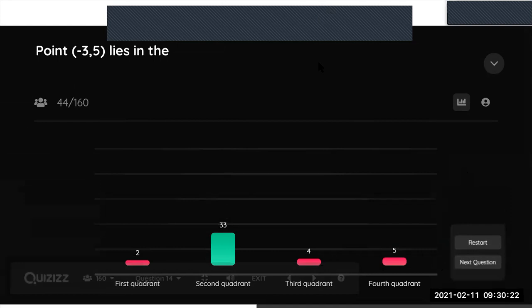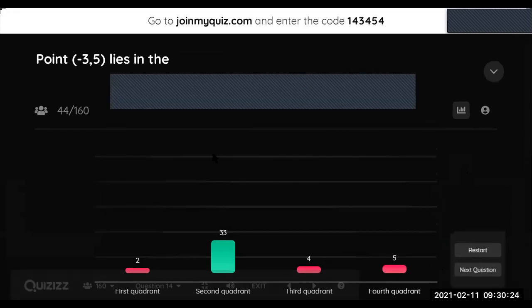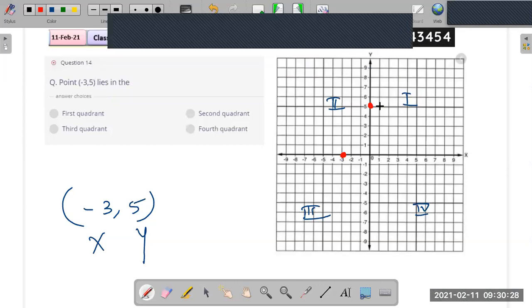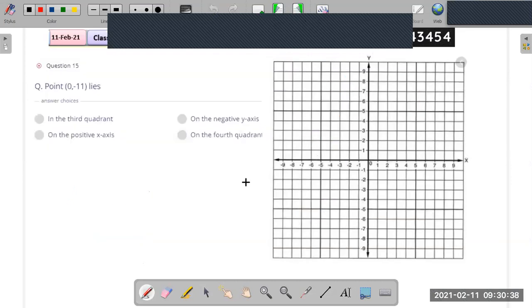Okay, so let us move to the board. Just check on the Zoom screen. These 2 points, they join up over here. So this is the point negative 3 comma 5. The correct answer is second quadrant. Okay, second quadrant. Another question, but this time you have to be very careful.